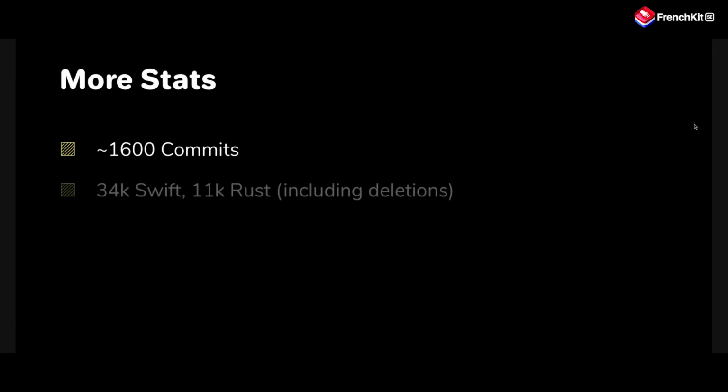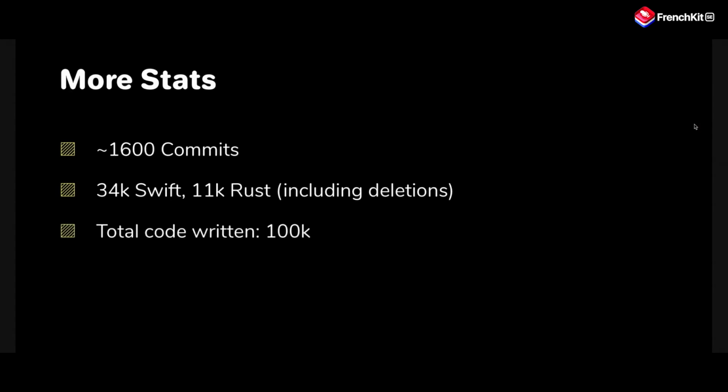Some information about the code base. I have now around 1,600 commits, 34,000 lines of Swift, and 11,000 lines of Rust. And if I add up all the code I deleted to this, I am beyond 100,000 lines of code now, if I count all the code I also rewrote because of changes in SwiftUI and so on. I wanted to give up at least 10 times because things didn't work, and things that I thought would work didn't work anymore, but I will talk about that.